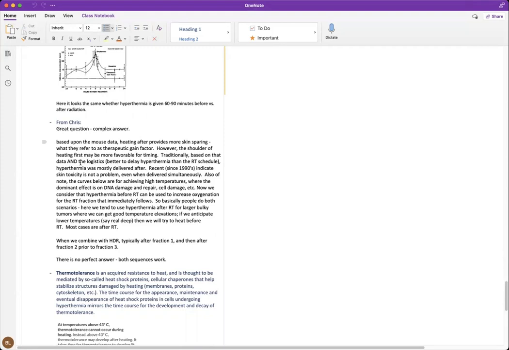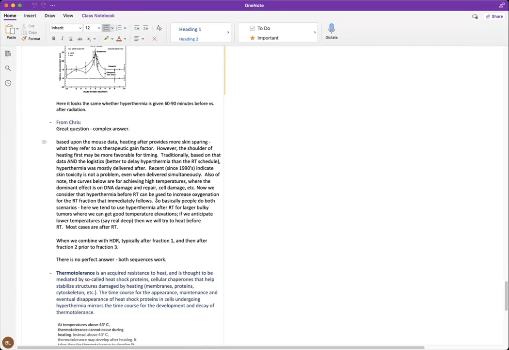Traditionally, based on data and the logistics, it's better to delay hyperthermia than to have to reschedule radiation. Hyperthermia was mostly delivered afterwards. Recent data in the 1990s indicate that skin toxicity is actually not a big problem, even when delivered simultaneously. Also, the curves for achieving high temperatures are the dominant effect of DNA damage and repair, cell damage, etc. Now we consider that hyperthermia before radiation can be used to increase oxygenation for the radiation fraction that immediately follows.